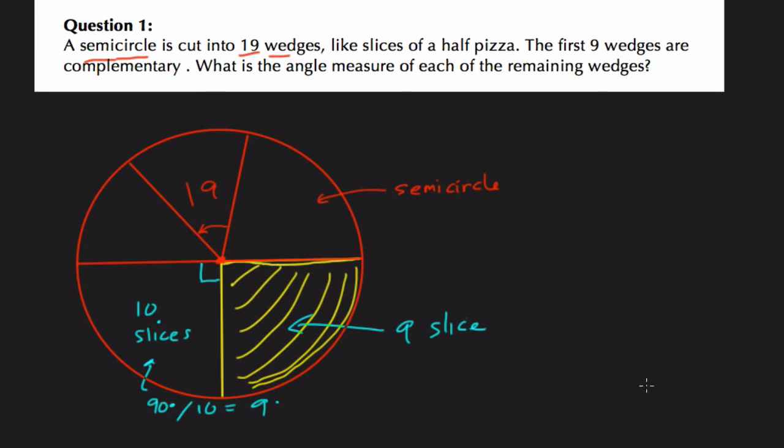And here on the right hand side, these 9 slices, because they take up another 90 degrees, you can think of them each as being 90 degrees divided by 9, or 10 degrees each. And that's assuming that they're cut up evenly in this problem. If they're not cut evenly, we cannot tell how big each piece is.